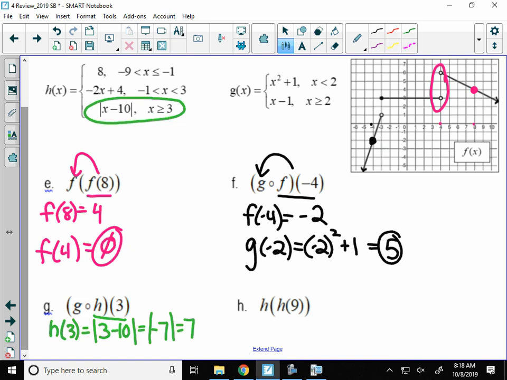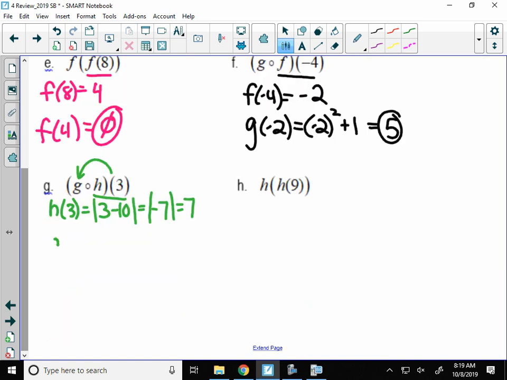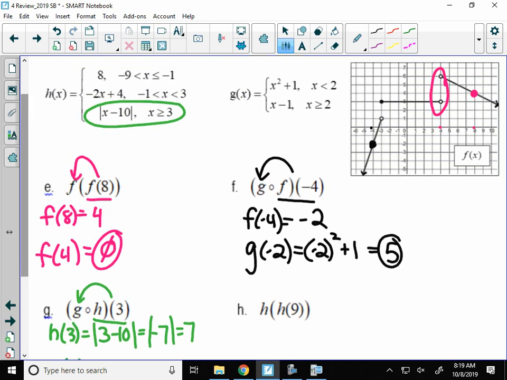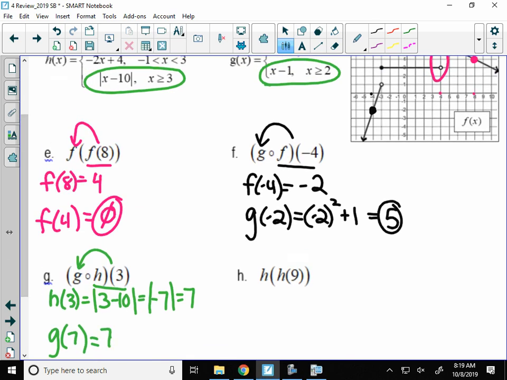I'm going to then put that positive 7 into g. So I'll have g of 7 here. If I scroll back up, 7 falls into this bottom domain because it's greater than 2. So we'll have 7 minus 1, which equals 6.